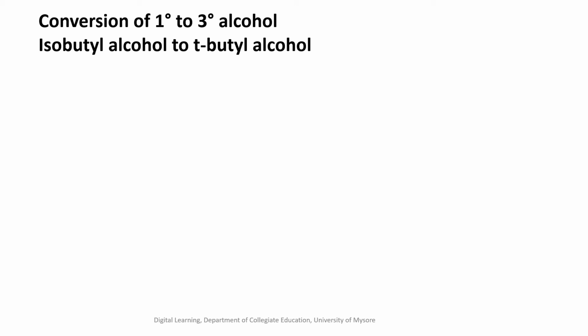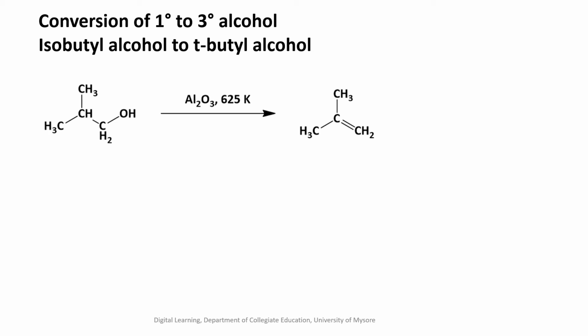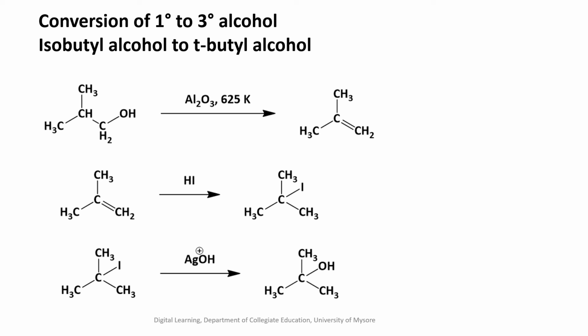Now we will see the conversion of primary alcohol to tertiary alcohol, or in other words the conversion of isobutyl alcohol to tertiary butyl alcohol. In the first step, the isobutyl alcohol is heated in presence of alumina at 625 Kelvin, where the dehydration reaction takes place forming isobutene, and this isobutene reacts with hydrogen iodide forming an addition product. This addition product, in presence of silver hydroxide, undergoes a substitution reaction where the iodine is replaced by the OH group, forming butyl alcohol, which is a tertiary alcohol.